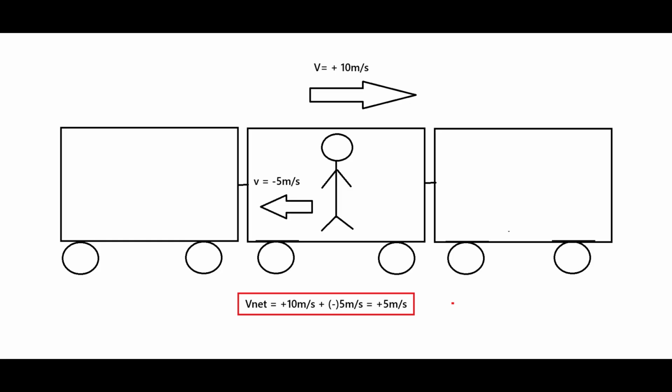When we integrate this in this example, we get the net velocity and net direction equals positive 10 meters per second plus negative 5 meters per second. That equals positive 5 meters per second. The positive sign does not literally mean a positive value, or the negative sign does not literally mean a negative value. It simply means left or right. That's all. Momentum is not about how much is moving, it's about how much motion in which direction.